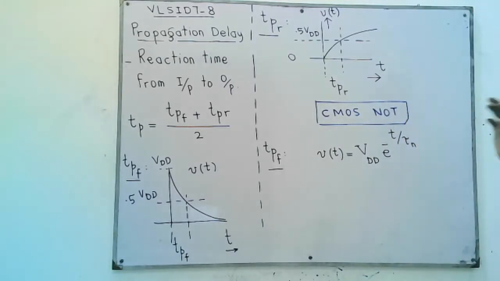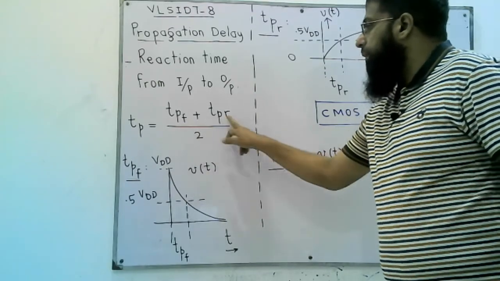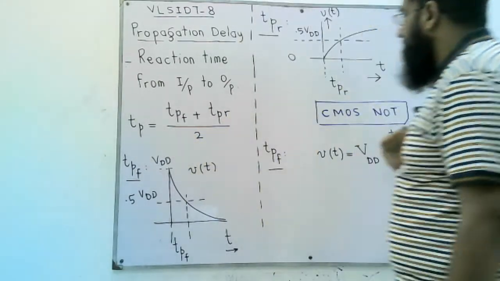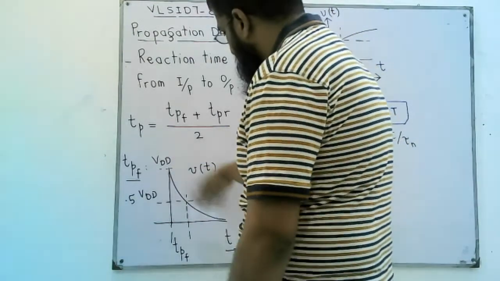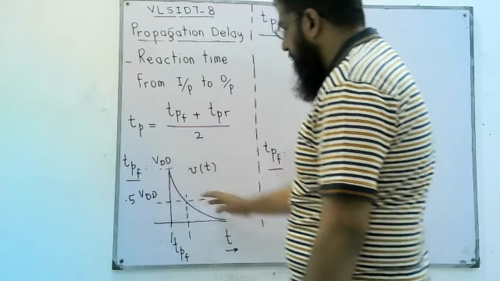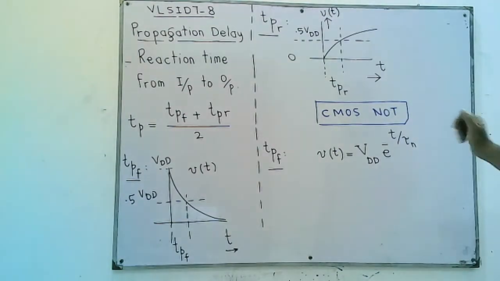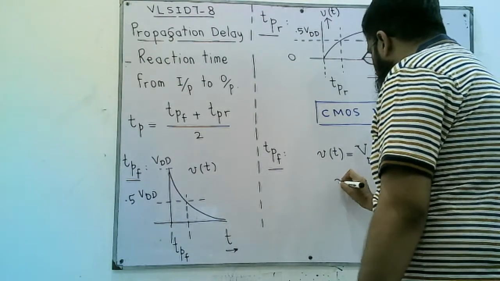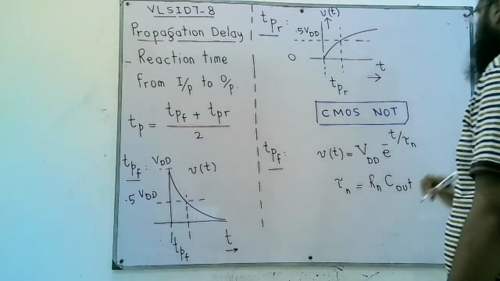So right, with these definitions in mind, we can straight away compute TPF, TPR, and TP for a CMOS NOT. Right, so that we have been studying. What is TPF for a CMOS NOT, where we know that this plot is governed by this equation, VDD e to the power minus t over tau n, where tau n is Rn C out. You know that, right?